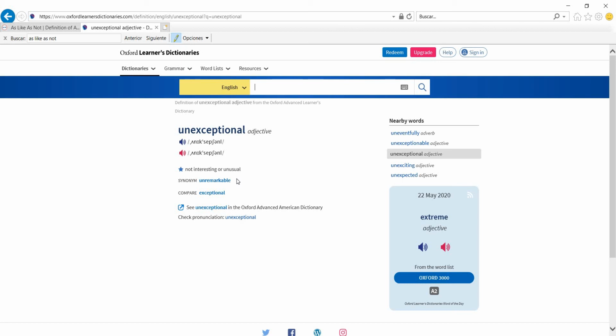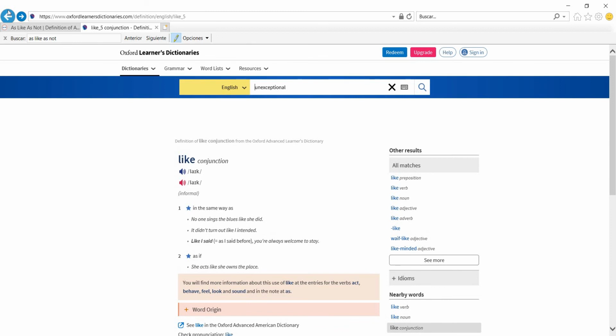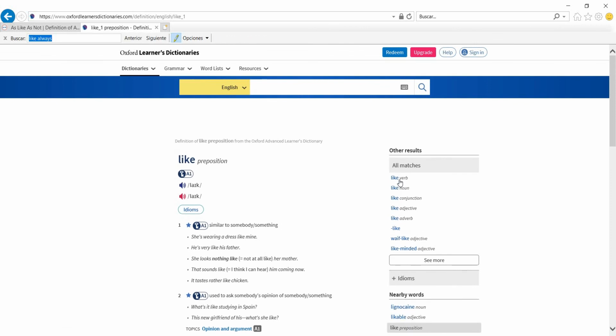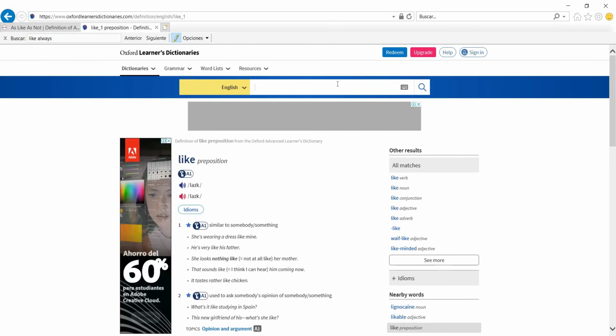Now, there are some idiomatic phrases he tells us about in point number 4: like always, like anything, like places, like crazy. But we don't get to see this. No, I don't think there's an entry here. Let's see if I look it up like this, just in case.